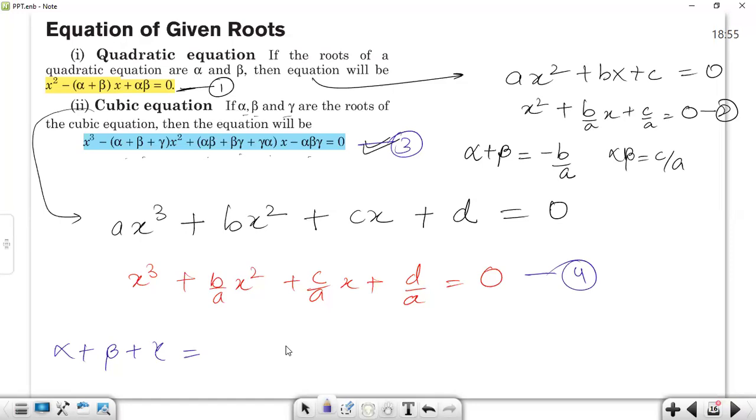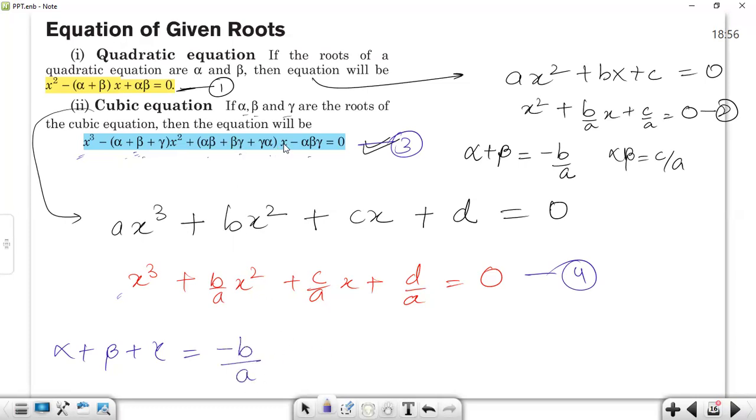So the x cube coefficient is 1 there in the third equation. The x cube coefficient is 1, so 1 is equal to 1. Okay. The coefficient of x square is minus of alpha plus beta plus gamma, and the coefficient of x square in the other equation is b by a. So let's compare these two. So alpha plus beta plus gamma is equal to b by a, and the negative sign will also go on the right hand side. We can write it as minus of b by a.